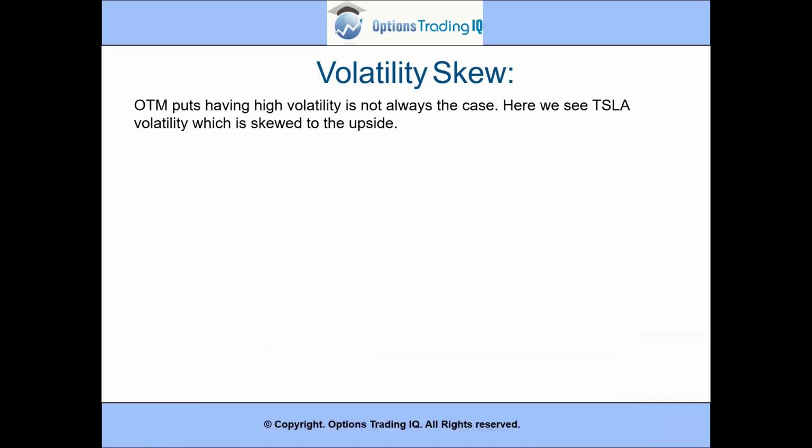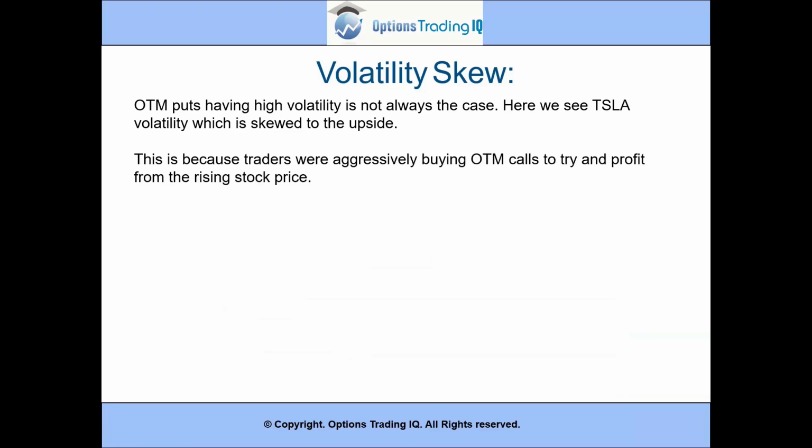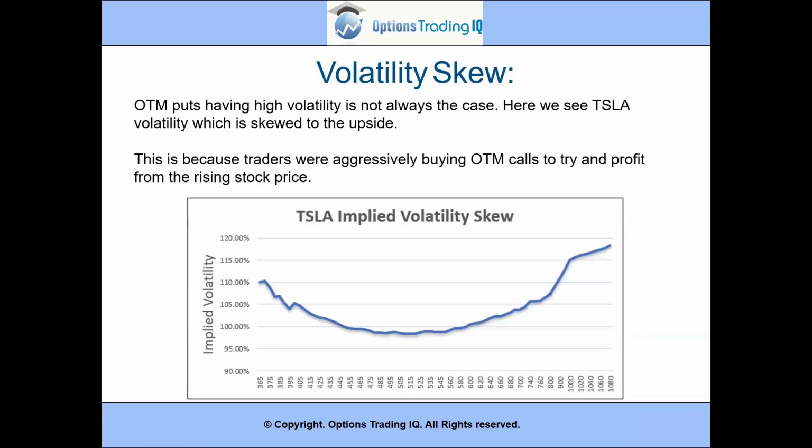Out of the money puts having high volatility is not always the case. Here we can see Tesla volatility, which is skewed to the upside. This is because traders were aggressively buying out of the money calls to try and profit from the rising stock price. So this was a few years ago when Tesla was in the midst of its massive bullish run. The stock was around here, mid 500s or low 500s, and you can see the out of the money calls were trading at very, very high volatility because there was a lot of rampant speculation going on in Tesla.